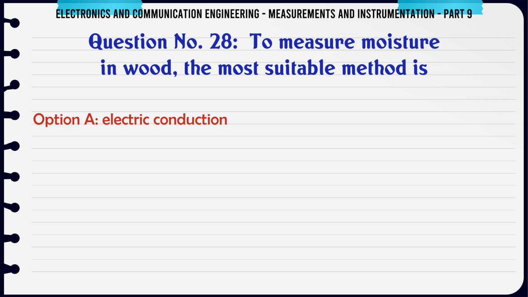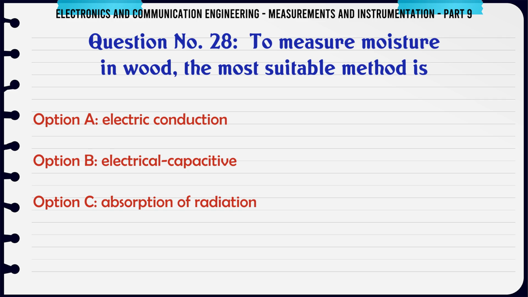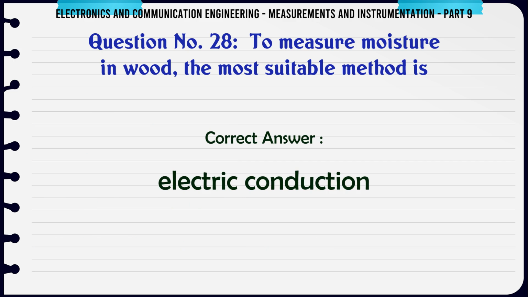To measure moisture in wood, the most suitable method is A. Electric conduction, B. Electrical capacitive, C. Absorption of radiation, D. Equilibrium moisture versus humidity. The correct answer is electric conduction.